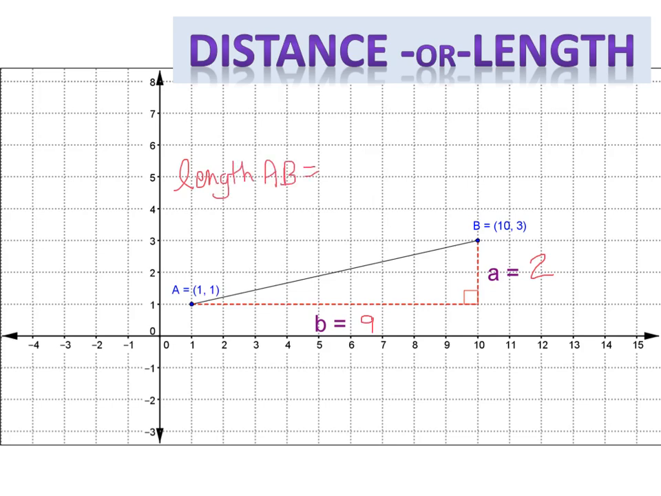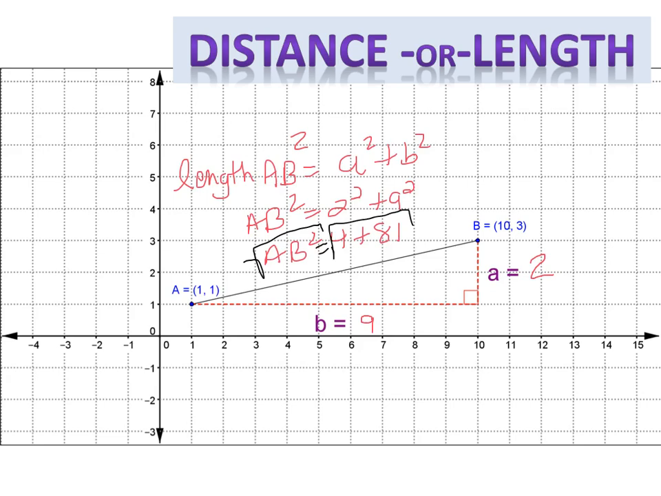And that length of AB, being the hypotenuse, squared equals a squared plus b squared. And the length of AB squared equals 2 squared plus 9 squared. And we have 4 plus 81. And if we want to get AB all by itself, we can take the square root of both sides. And we have AB equals the square root of 85.